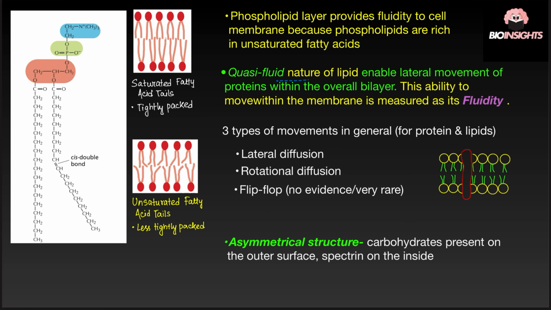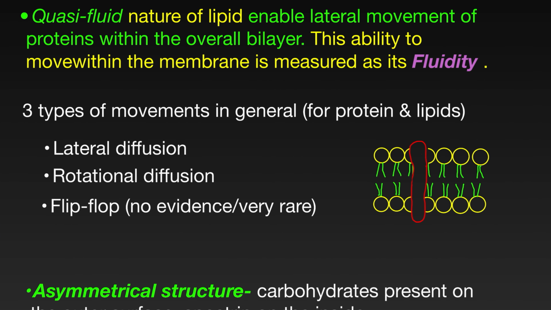The quasi-fluid nature of the lipid enables the lateral movement of proteins within the overall bilayer. This ability to move within the membrane is measured as its fluidity. Now there are three types of movements that are generally present for proteins and lipids in the bilayer. These are lateral diffusion, rotational diffusion, and the very rare flip-flop movement. Now let us understand each of these one by one.